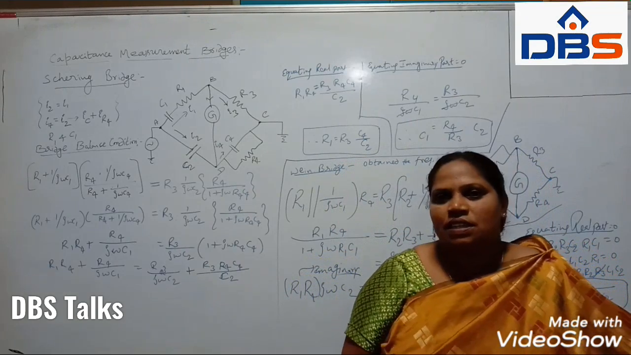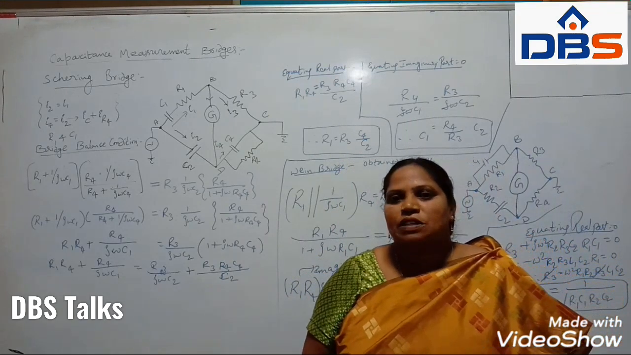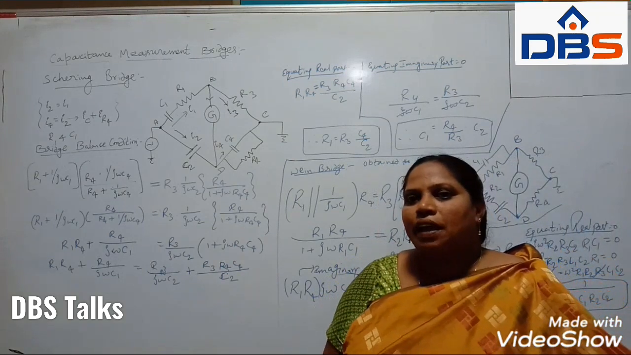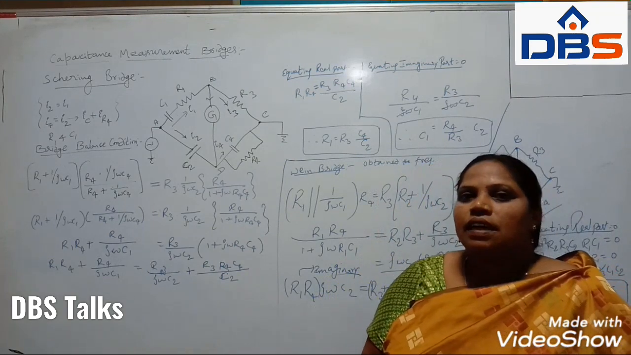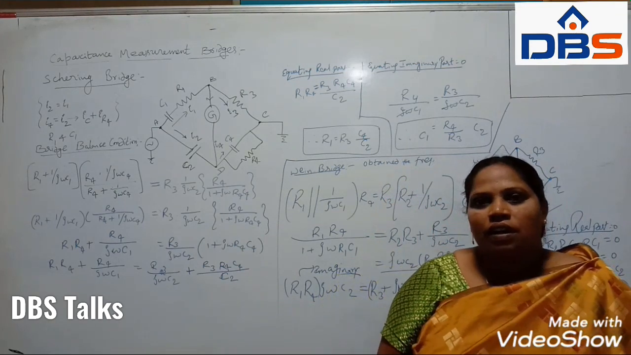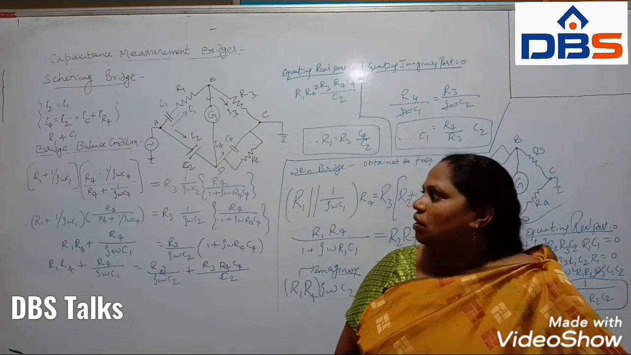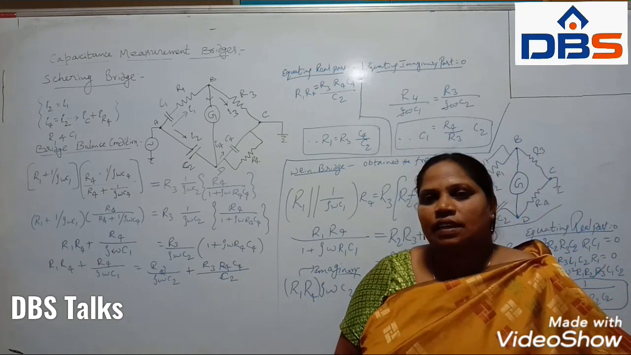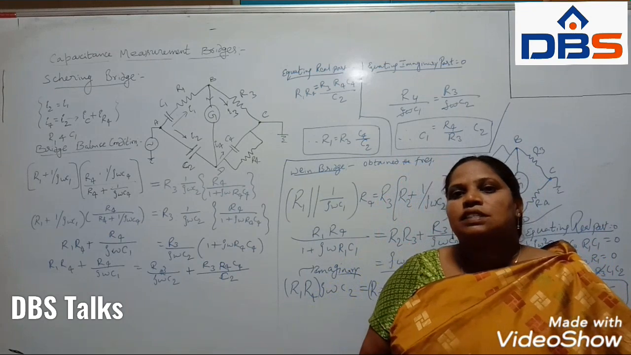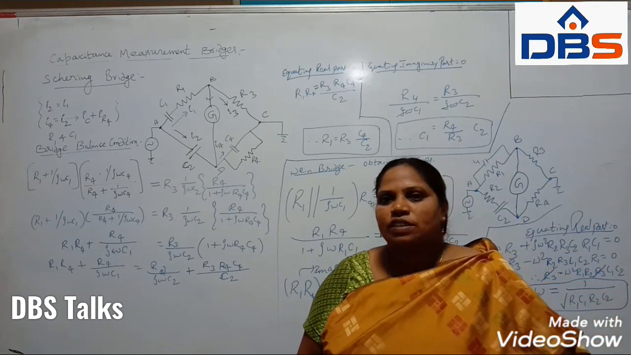My branch is ECE and my subject is Electronic Measurements and Instrumentation. Last class I explained the AC and DC bridge concepts. In that I covered the DC bridge concept and the AC bridge concept, Maxwell's inductance bridge concept and Maxwell's inductance-capacitance bridge concept. Another one is the Anderson bridge concept.